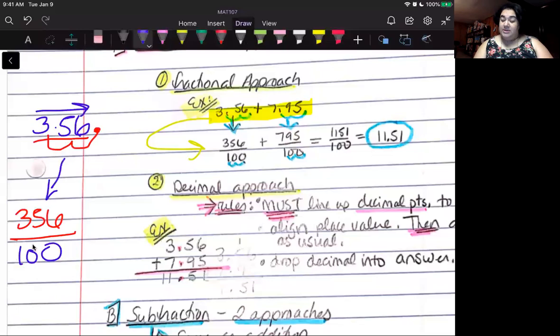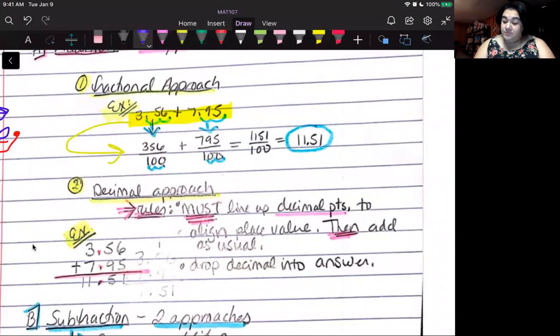That was just a quick little aside. So now if we go back to the problem we were looking at, they've gone ahead and done just that. They've taken 3.56 and converted it to its fractional form. They've done the same thing to 7.95, converted it to its fractional form. And now we can follow the rules of addition of fractions like we've discussed in our previous unit, where we add numerators. So 356 plus 795 becomes 1151, and we carry denominators into our answer. So it's still over 100.